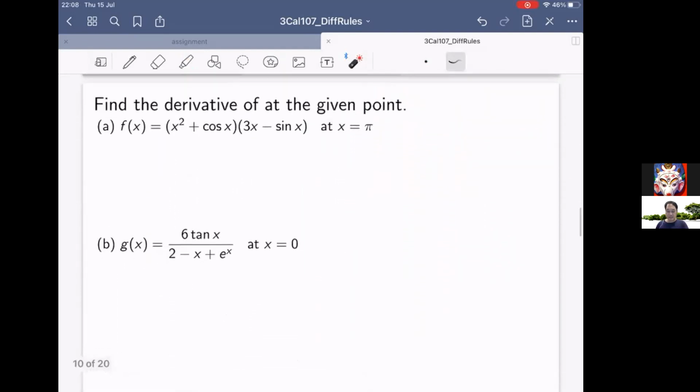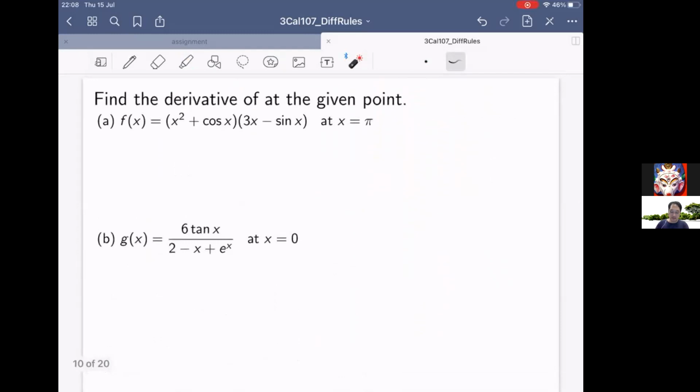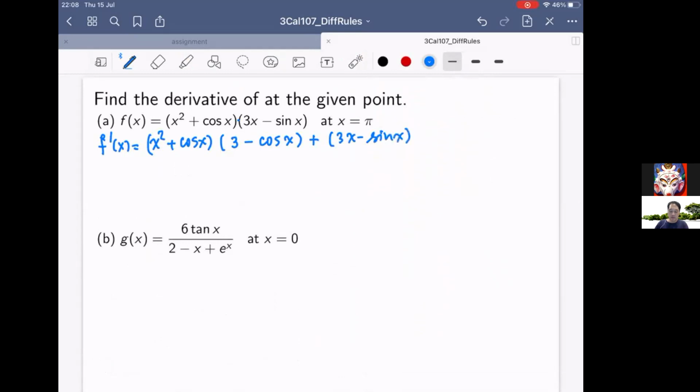Okay, so for example, if you want to find a derivative at this given point, first of all, you need to find a derivative at the arbitrary x first. Okay, so you find this one. It is a product, right? So you have the first, derivative of the second. Derivative of 3x becomes 3. Derivative of sine is a cosine, plus the second, and then derivative of the first. So you have x squared, which is 2x, and then the cosine, which is negative sine, remember?